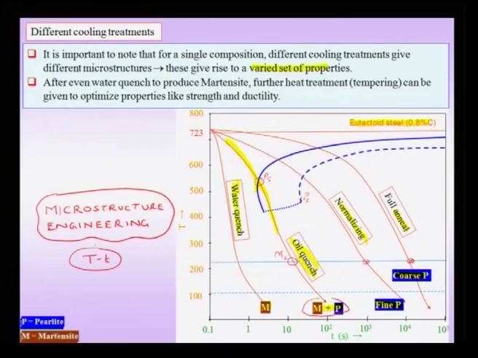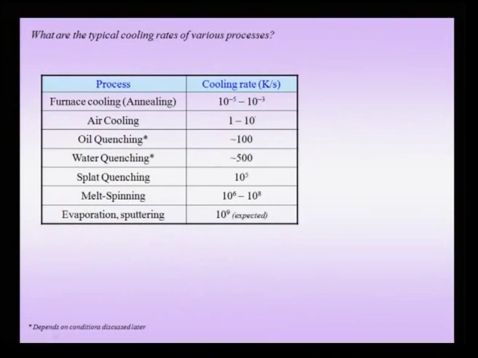So, here we have seen that I can use different cooling treatments starting from austenite, my starting phase, the gamma phase field, and by giving different cooling treatments I can get different microstructures, which can be full martensite, martensite plus pearlite, fine pearlite or coarse pearlite, and I can get different properties, which we will see in the coming slides.